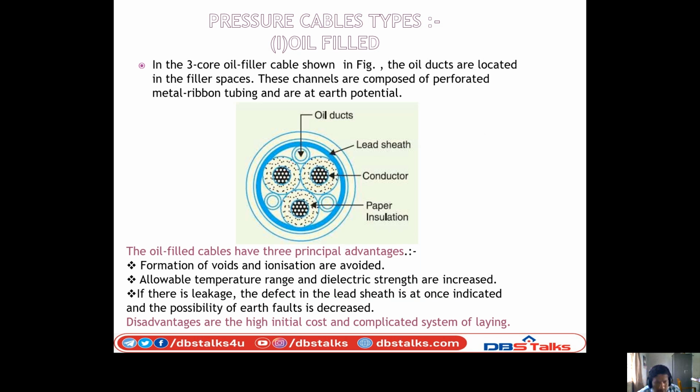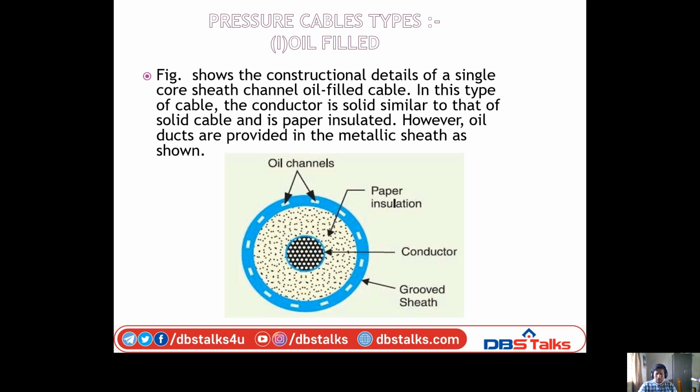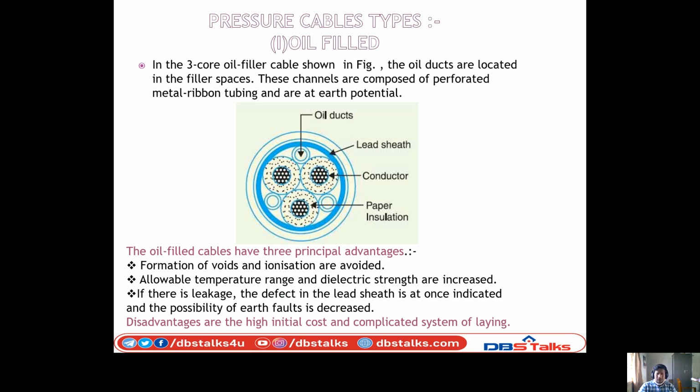Suppose we go for the three core oil filled cable. So this is the single core oil filled cable. Now go for the three core oil filled cable. The oil ducts are located in the filler spaces, that means in between two conductors. So this is an oil duct, this is an oil duct, this is an oil duct. These channels are composed of perforated metal ribbon tubing and are at earth potential.